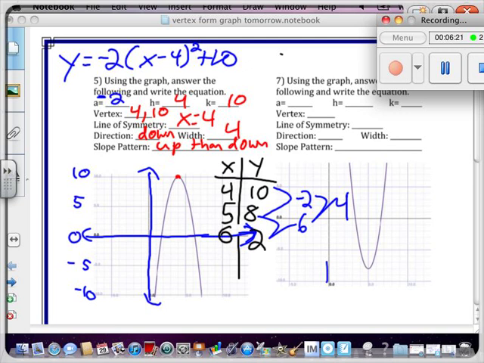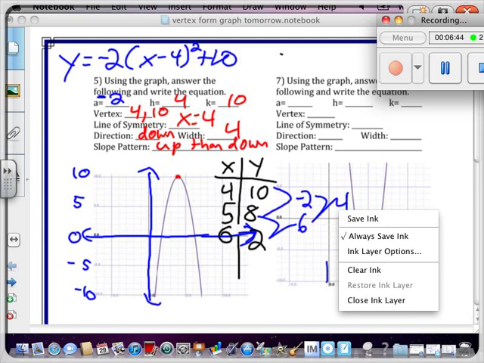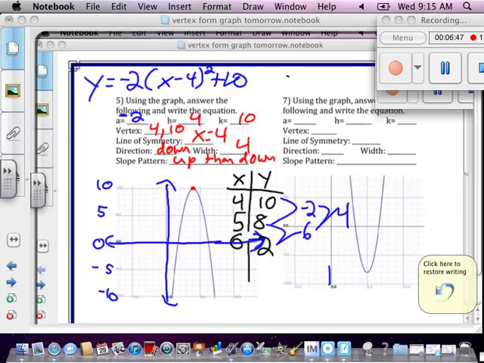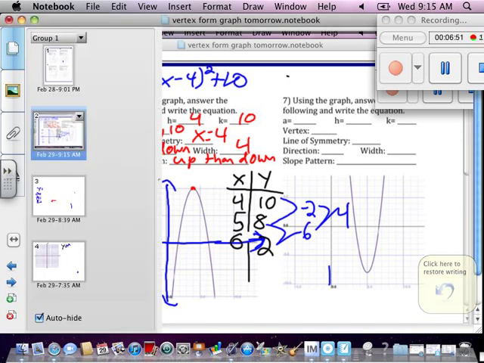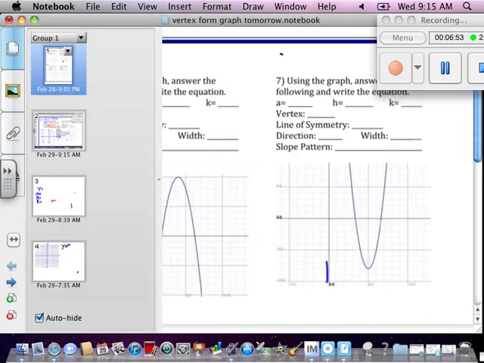So remember, Control T will give you a table, and you can see if the table is the same. Okay, so when I've done it, I get the same thing. It looks very close. This graphing calculator is really nice because you can check. All right, we're going to look at number 6 now.